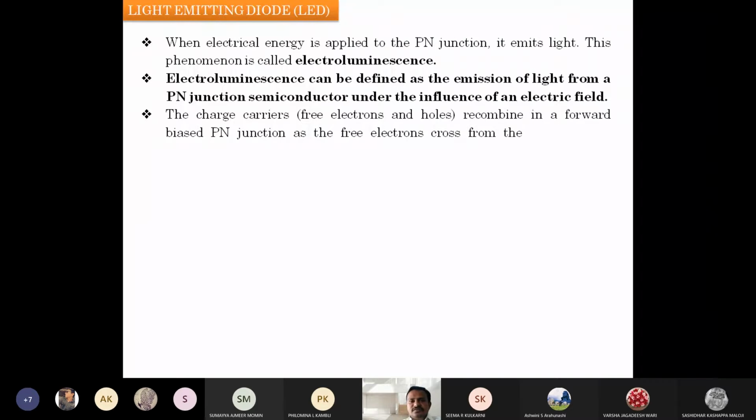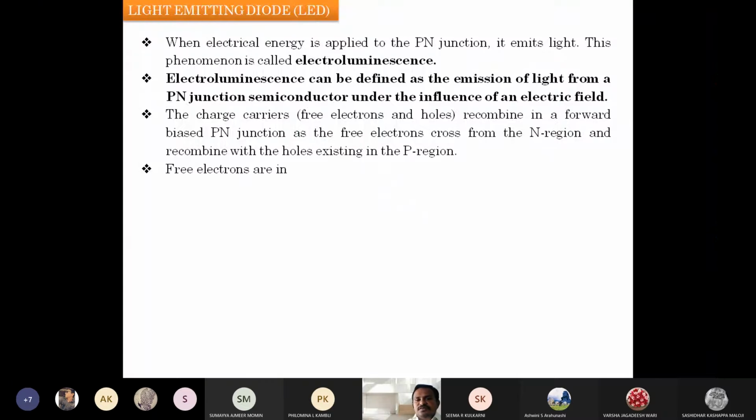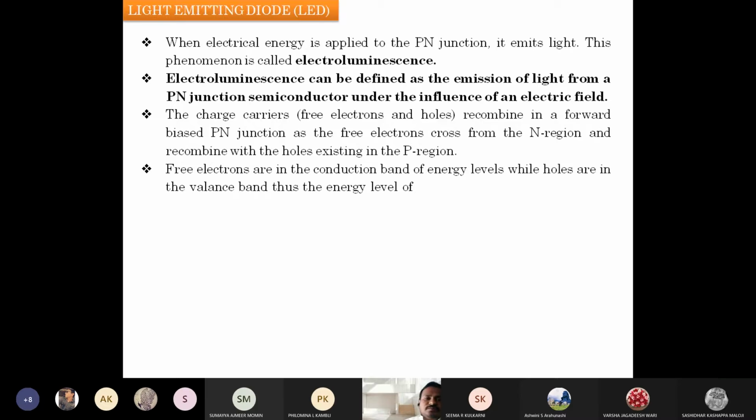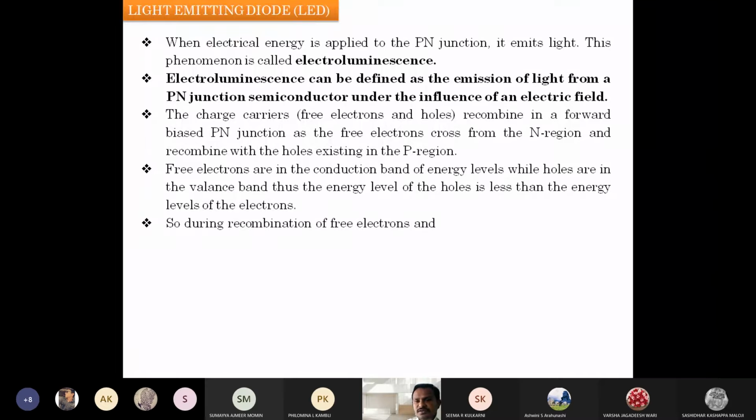The charge carriers, which are nothing but the free electrons and holes in the respective N region and P region, recombine in a forward biased PN junction as the free electrons cross from the N region and recombine with the holes existing in the P region. So what is going to happen? We put this PN junction in forward bias condition. In the forward bias condition, the electrons in the N region travel from the N region to the P region.